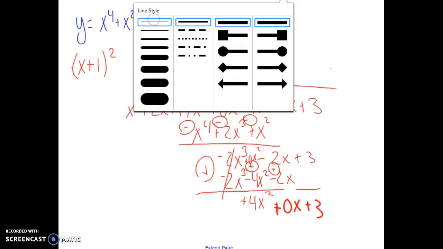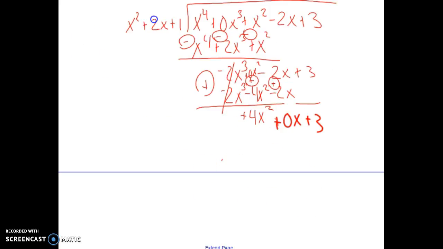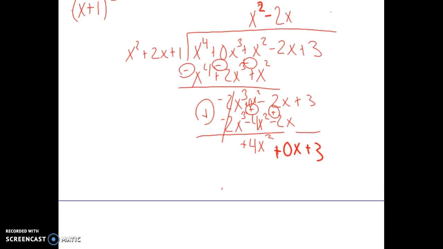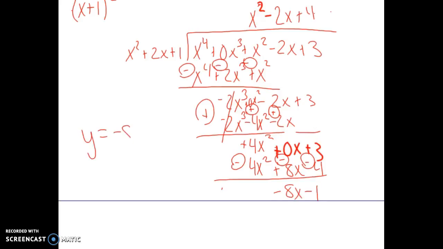And I'll make my line thin again, extend my page, make sure it's still plain. So now what I need to do is go plus 4, because 4 times x squared gives me 4x squared. 4 times 2x gives me positive 8x. 4 times 1 gives me 4. Switch all my signs. Subtract, negative 8x minus 1. That is my remainder. That is the equation of my tangent line.